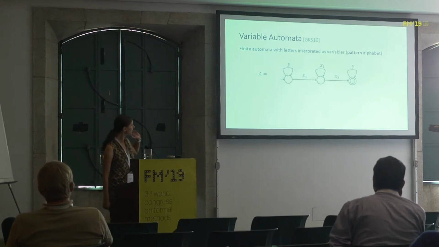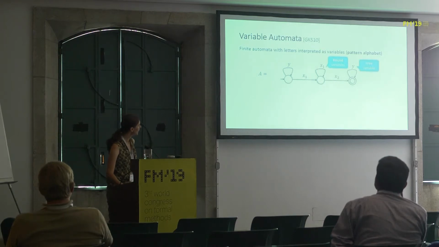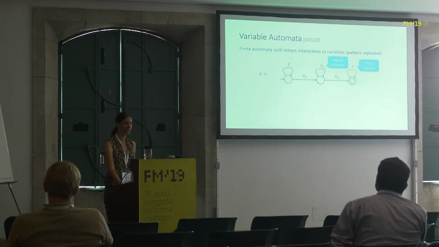So these are finite automata in which the letters are interpreted as variables over some infinite domain. So let's look at this example. It has, as you see, an alphabet of size 3. It has x1, x2, and y. And we call x1 and x2 bound variables. And the meaning is that they get the same assignment throughout the run. And y is a free variable. We can treat it as a joker. You can get any variable. So let's look at an example run on this automaton.